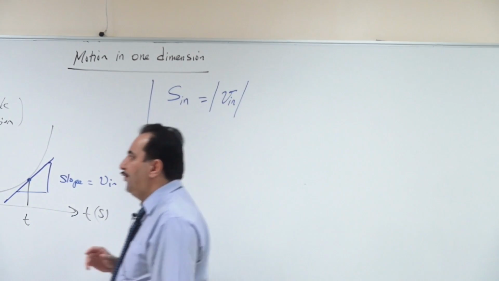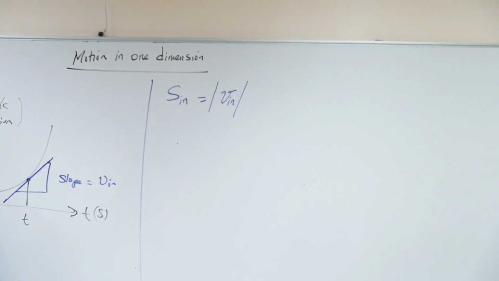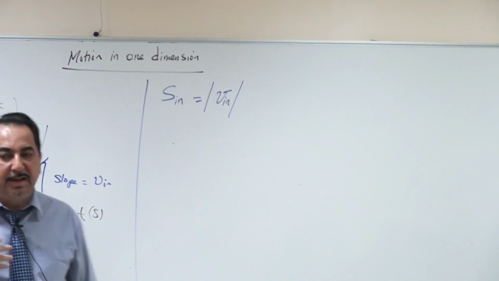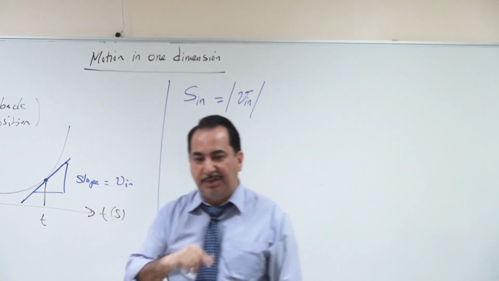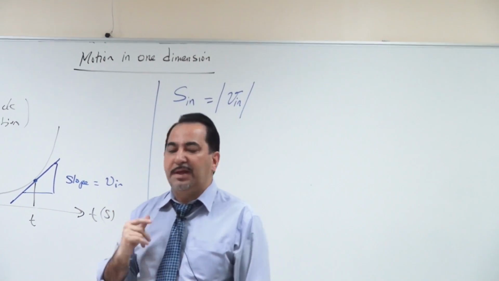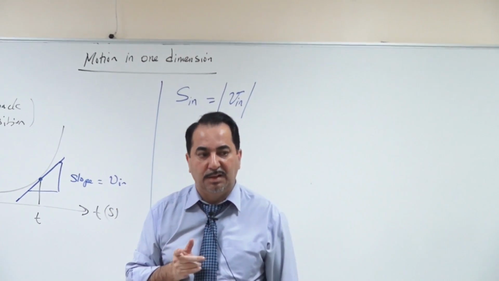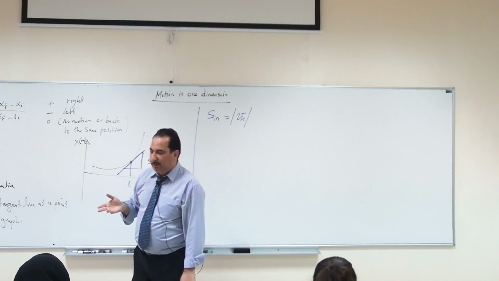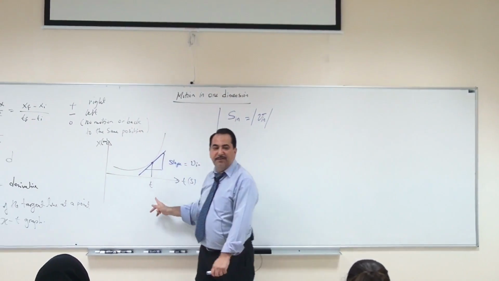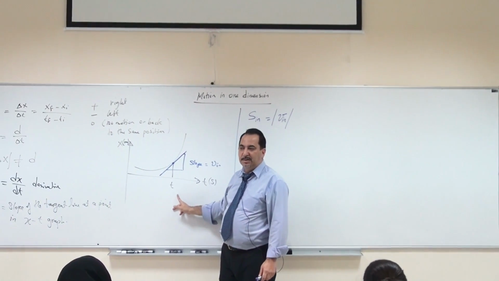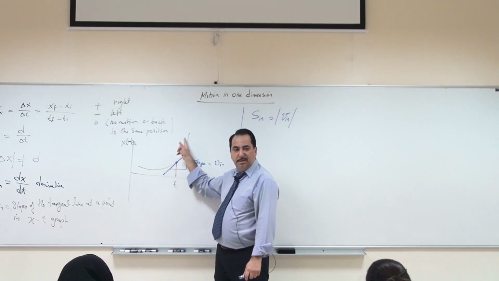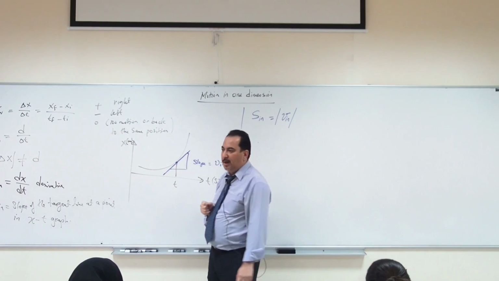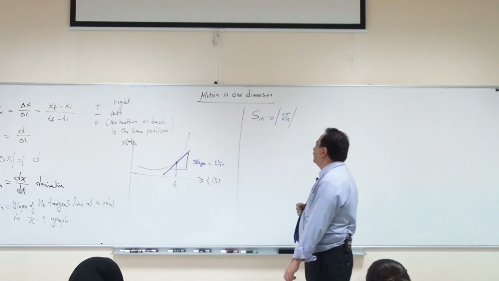Now, don't forget that when you have delta over delta, mathematically this means the average rate of change. And what else? It means the slope of the secant line. So in the x-t graph, if you want to find the average velocity, you need 2 points, and you connect them with a secant line. It gives you the average velocity.